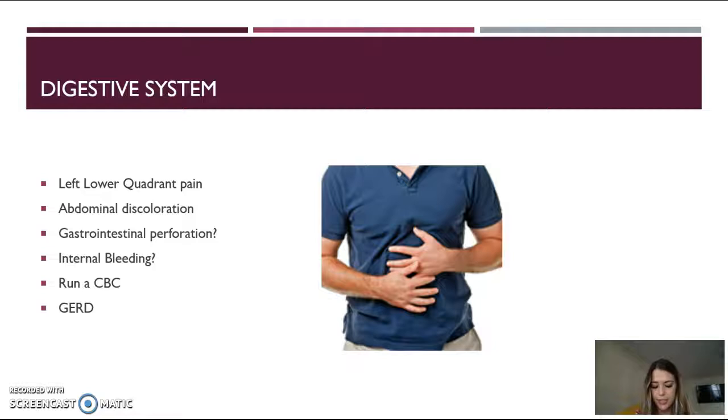Next is the digestive system. The patient presented with left lower quadrant pain in the abdomen. There was also some discoloration over this area. There is a chance that in the car accident, the patient could have experienced enough blunt trauma to this area that a gastrointestinal perforation could have occurred. If this occurred, the patient would most likely have nausea or vomiting and maybe have a fever. If this is the case, emergency surgery such as a bowel resection would be required.